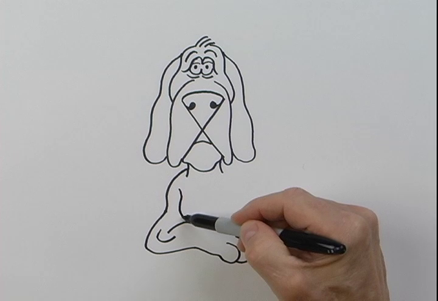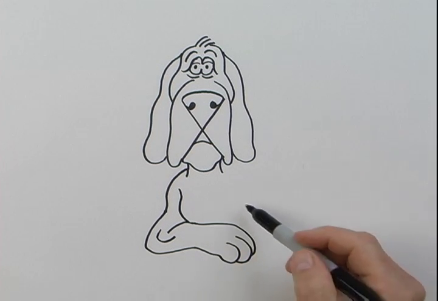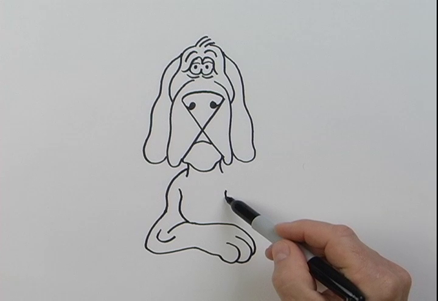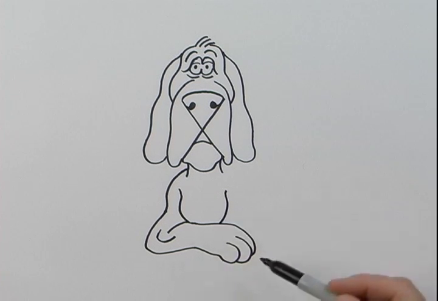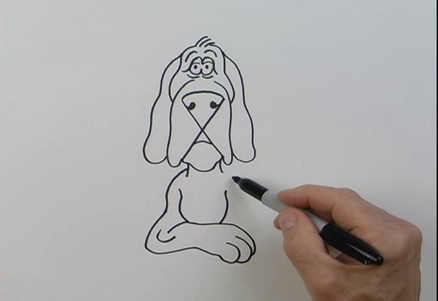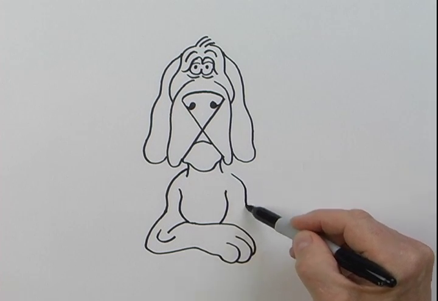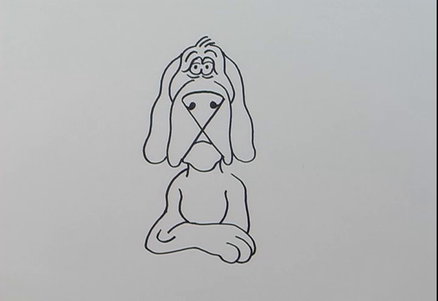Alright, that's part of his chest. That's the other part. Alright, let's bring that line down. That's the other part of his arm. He's resting his paw on his arm like that. He's going to be lying down.